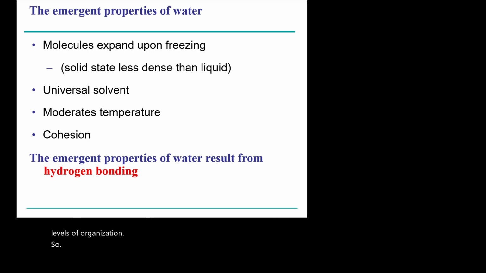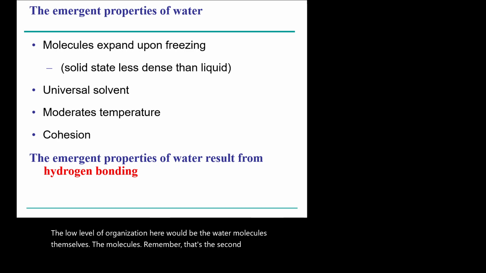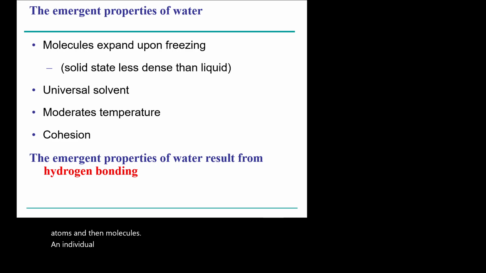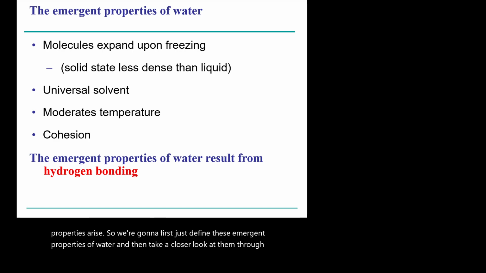So the low level of organization here would be the water molecules themselves, the molecules. Remember, that's the second level of organization as we go from simple to complex. So it started with atoms and then molecules. An individual water molecule itself does not exhibit hydrogen bonding, but when you have other water molecules, they can hydrogen bond. And through those hydrogen bonds, these emergent properties arise. So we're going to first just define these emergent properties of water and then take a closer look at them through examples on the next slides.